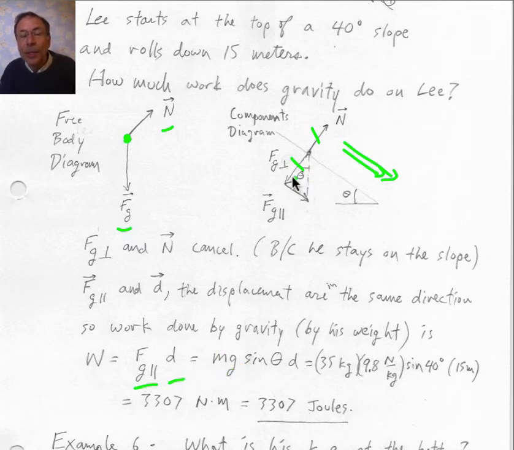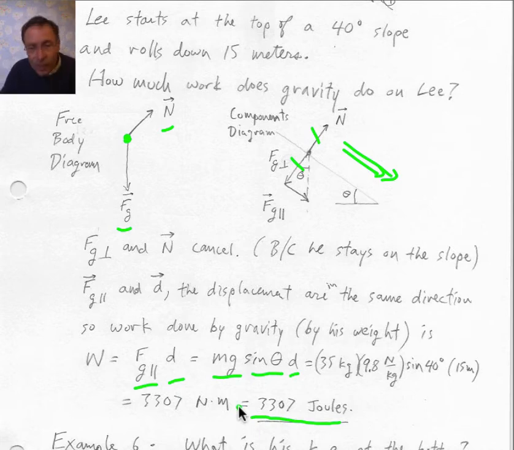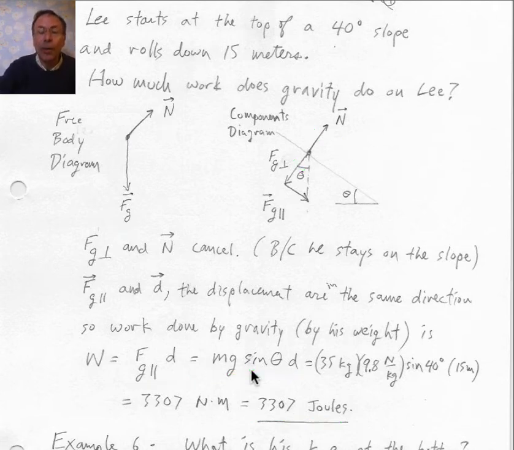And okay, so let's see, that's the SOHCAHTOA, right? That's the opposite side. So that's why we have a sine of theta, and the weight is m times g, and the displacement is here. And so we're going to get an answer out of this. 35 times 9.8 times the sine of 40 degrees times 15 meters of displacement, and we get our answer, 3,307 joules. So gravity did work on Lee. Gravity made him go down the hill.